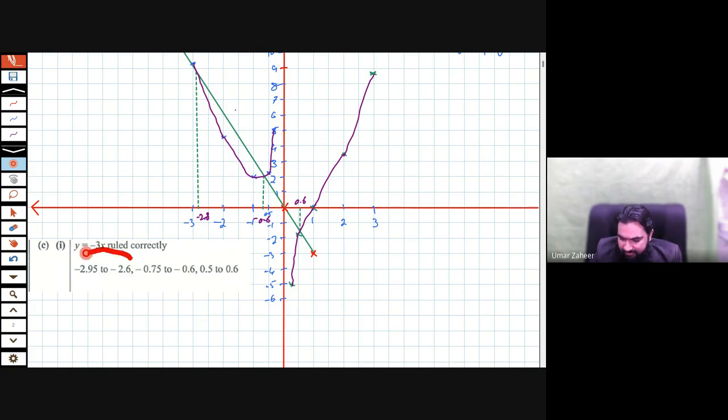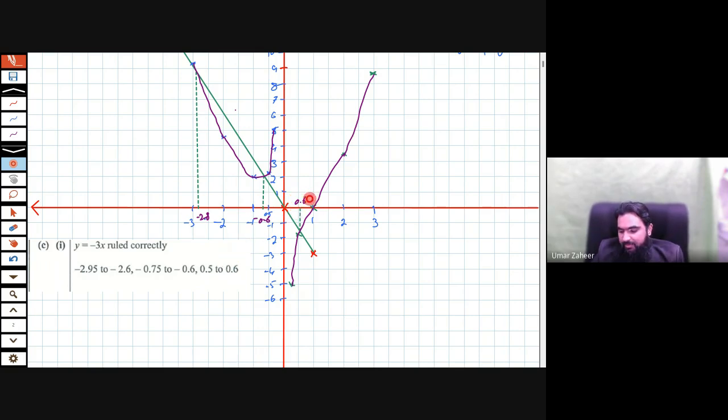One value is between minus 2.95 and minus 2.6. So minus 2.8 lies between. So one value is correct. The second value is minus 0.76 to 0.6. So 0.6 lies here. So it is correct as well. The next value is 0.6. So yes, it is 0.6.